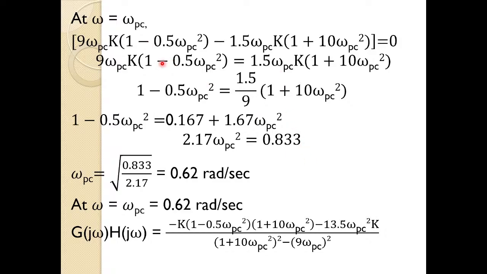You do it on your own. This is simply mathematical simplification. Nothing is there. So at last you will get omega pc equal to root of 0.833 by 2.17, that is equal to 0.62 radians per second. So we have got some value for the omega pc. So write it down.